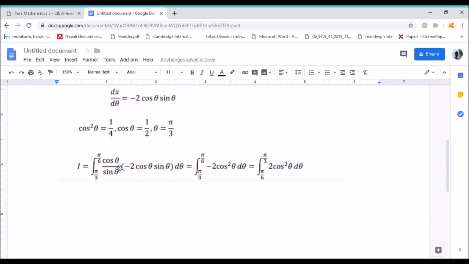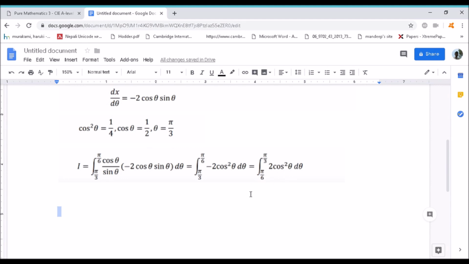So plus or minus cos theta divided by sin theta times minus 2 cos theta sin theta. Sin theta cancels, so it will be plus or minus 2 cos squared theta d theta. I wrote minus, but you can write plus or minus. The range is pi over 6 and pi over 3, the acute angle, so it cannot be negative. It should be positive.